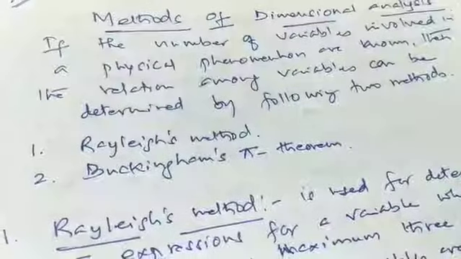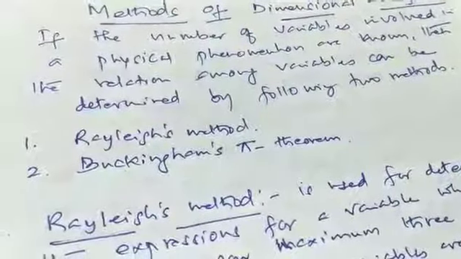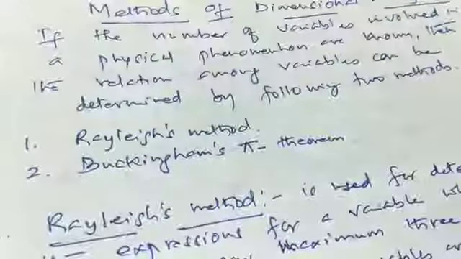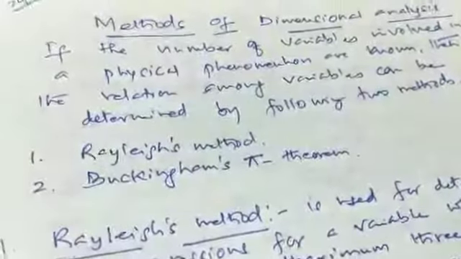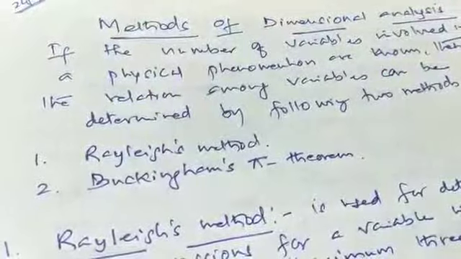So next we will go for the methods. What are the different methods of dimensional analysis? There are basically two methods for dimensional analysis. First one is Rayleigh's method, second one is the Buckingham Pi theorem. First we will go for Rayleigh's method.